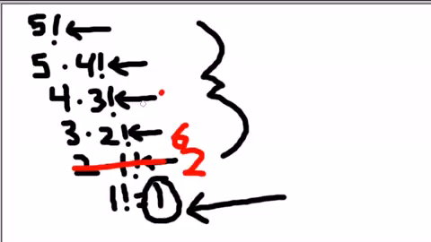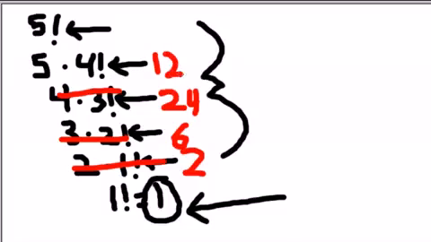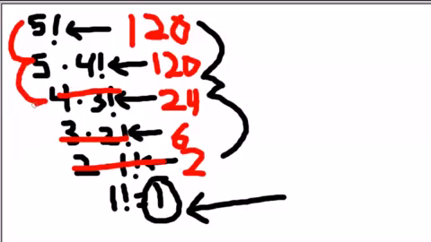Or wait a minute, I may be wrong. 4 times 6, yeah, that's 24. Problem solved. And now that we know what 4 factorial is, it's 5 times 24, which is 120, right there. And oh, you asked for 5 factorial? Yeah, it's 120.